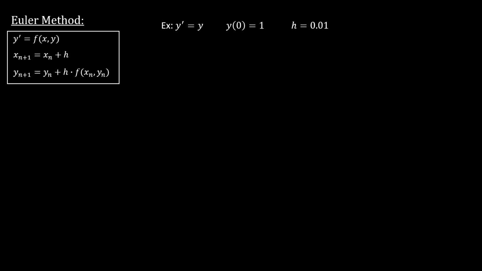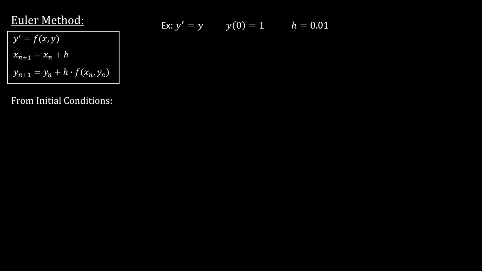So an example that we have here: y prime equals y. We have an initial condition where y of 0 equals 1. And we have h, which is our step size, of 0.01. You can see the formulas that we have here. For every x, x of n plus 1 is the previous x plus the step size. And for the y, it's the previous y plus the step size times the function of the previous x and y. So let's do a quick example so you guys can see how this works.